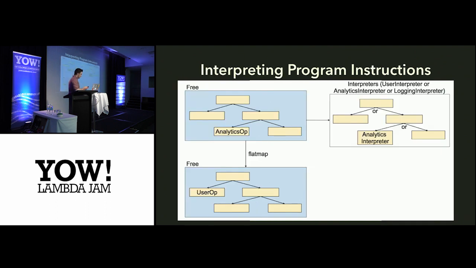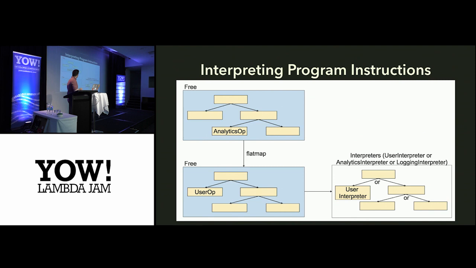So when we actually interpret it, that OR that I told you about before is basically just a way to combine our interpreters such that they'll always find the correct thing in the hierarchy. And this is all type safe, so it won't compile unless you actually do it in the correct order. So in this case, we have an analytics operation in this structure, and we interpret it with the analytics interpreter. Then on the other hand, we have a user operation, and we interpret it with the user interpreter.